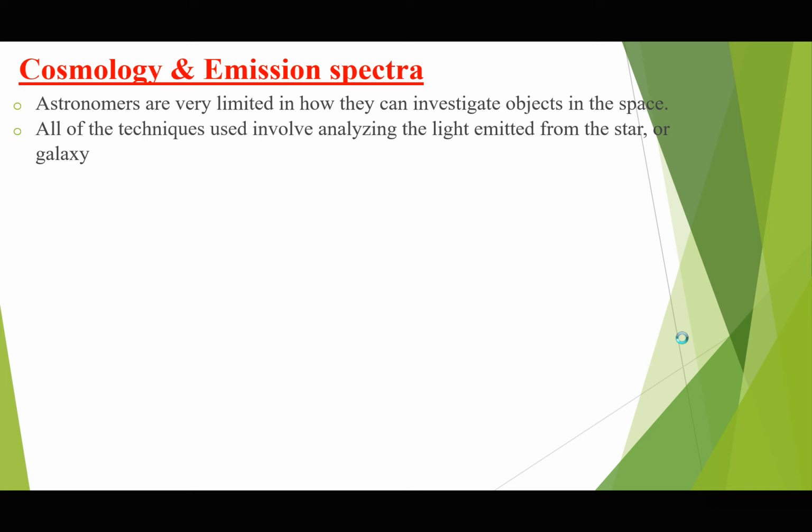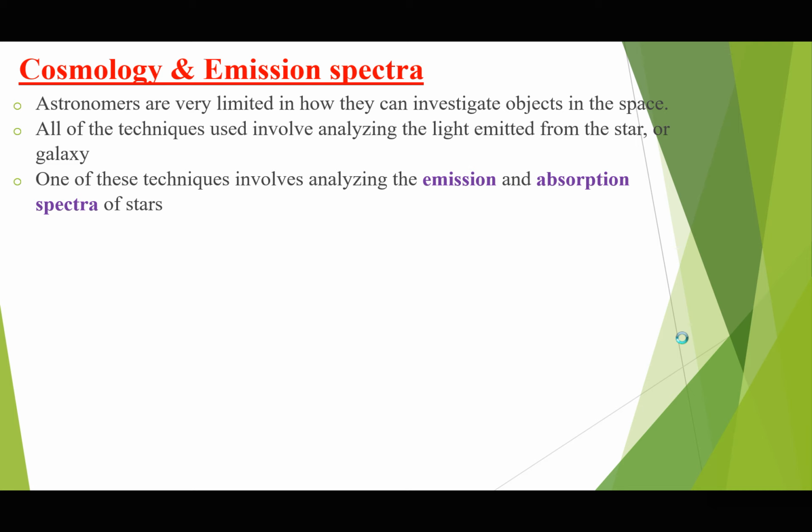That's why in lesson 1 and 2, we were relying on the light from distant galaxies, or electromagnetic radiations from distant stars, to be able to determine their distance from the Earth. So all the techniques used involve analyzing the light which is emitted from the star or from the galaxy, or light which is coming from the galaxies. Of course, these stars are in these galaxies. So what is special about the light from those galaxies? The most important technique used here is analyzing what we call the emission and absorption spectra of stars.